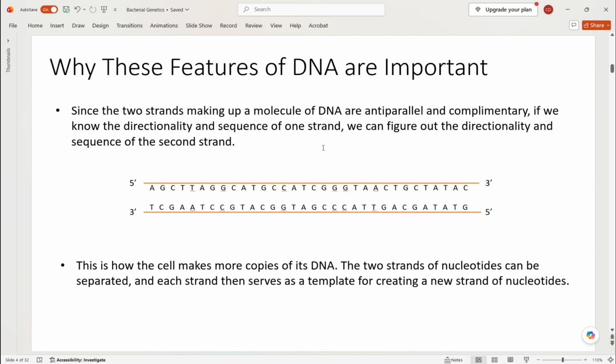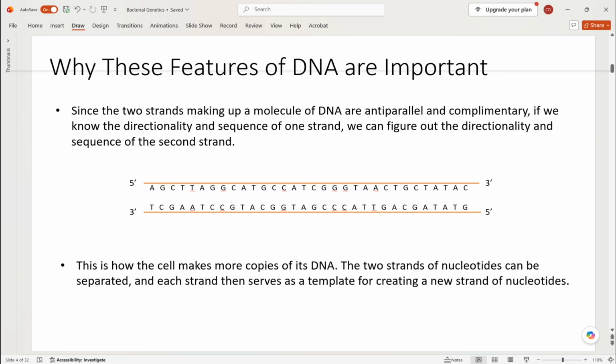Why do we care? It's one of the questions I always hear. So what? Well, these features, the fact that it's complementary and anti-parallel, are really, really important because if we know the sequence and directionality of one strand, we can automatically determine the directionality and sequence of the other strand. So here's what I mean.